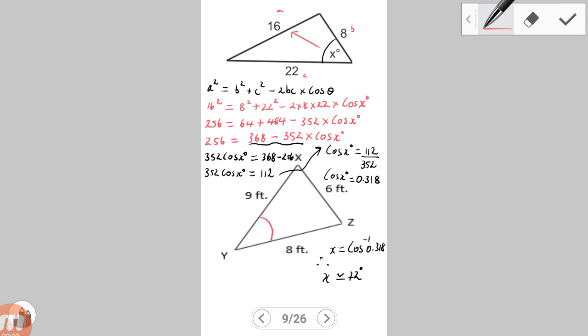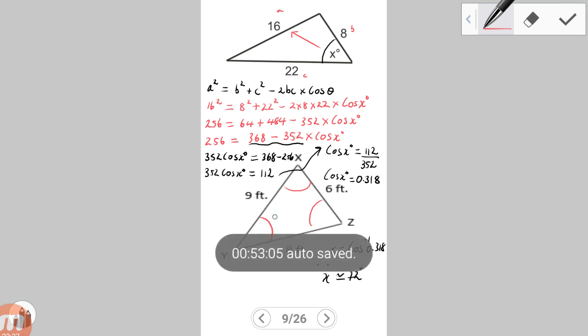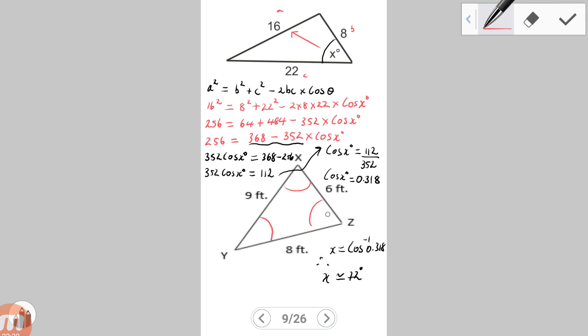Now if you want to have some fun and you just want to practice using the cosine rule, then I want you to use the cosine rule again to find this angle. Then I want you to use the cosine rule again to find this angle. And the cosine rule, if it's true, which we already know it is, we can add these angles up and we should get exactly 180 degrees. So have some fun with that and let me know how it goes in the comment section below.